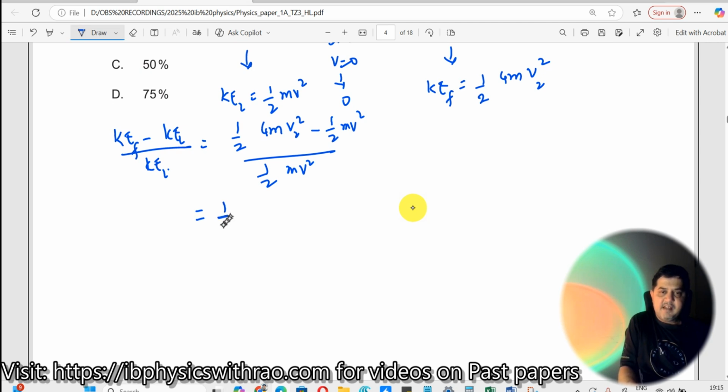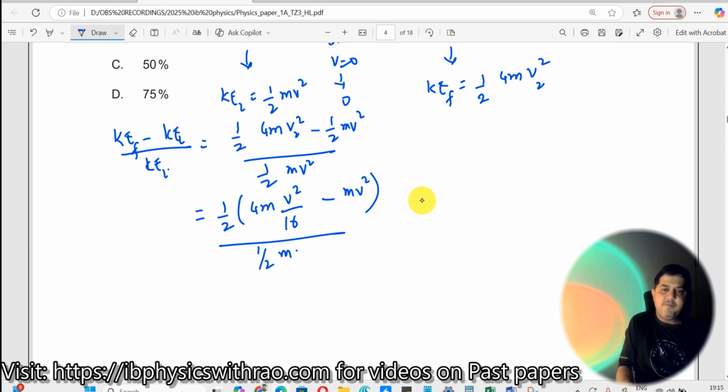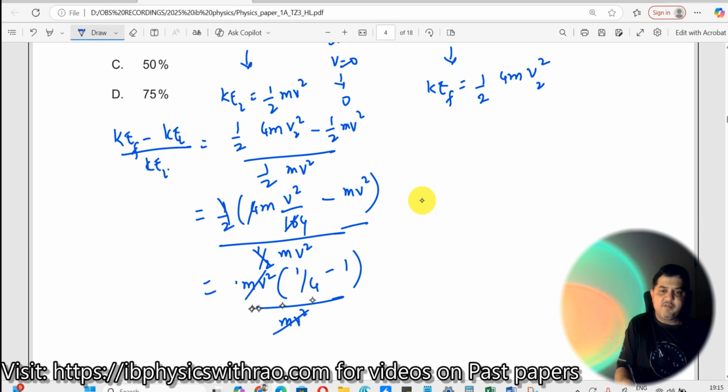So we get half into 4m, and then v2 square. What did we get for v2? v2 we got v by 4, so it should be v square by 16, minus. Half I have taken outside, so it should be mv square over here divided by half mv square over here. This half goes away. So you have 4 1s are 4, 4 4s are 16. Thus I can now write this as mv square is common here. I'll write mv square into 1 by 4 minus 1, divided by mv square. This goes away.